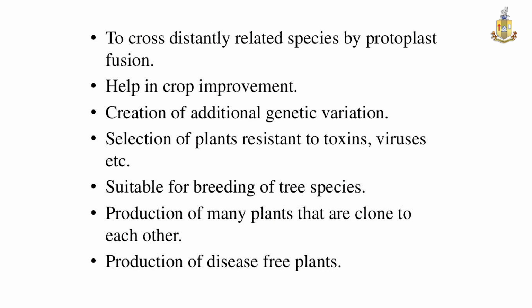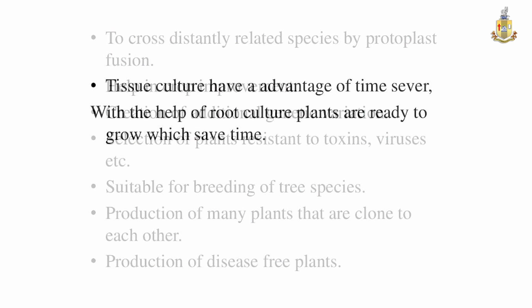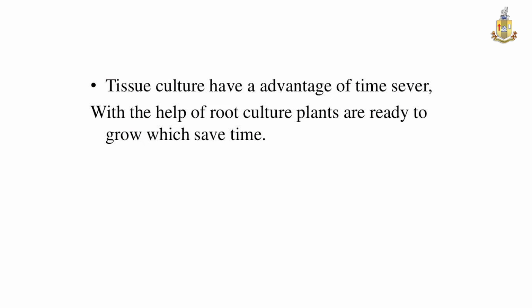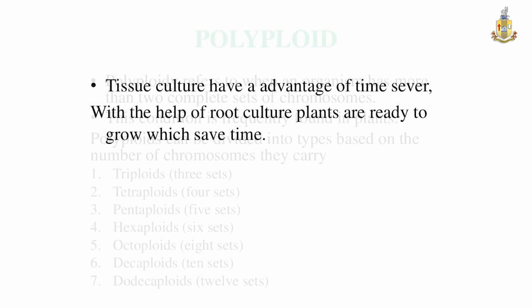It helps in crop improvement. Plant tissue culture creates additional genetic variation. It is used in selection of plants resistant to toxins, viruses, etc. It is suitable for breeding of tree species. Tissue culture has the advantage of saving time. With the help of root culture, plants are ready to grow, which saves time.